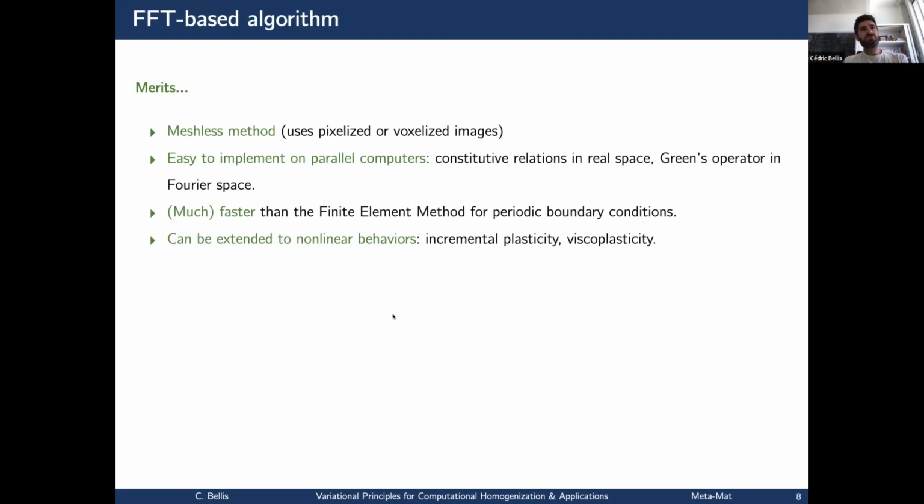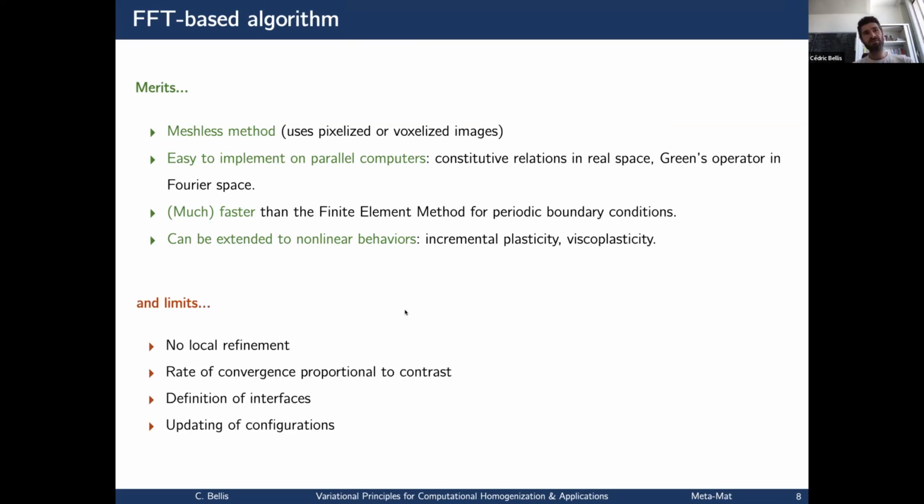So what are the features of this FFT algorithm? We have to realize that it's a meshless method, in the sense that we compute the solution of the cell equation on images. So we have images of the microstructure, 2D or 3D, with pixels or voxels. And by an image processing approach, we compute the solution to the local problem. So it's very easy to implement and to parallelize. And usually it's much faster than the finite element method for periodic boundary conditions. But it can also be extended to nonlinear behaviors.